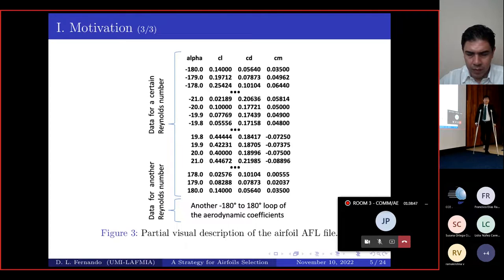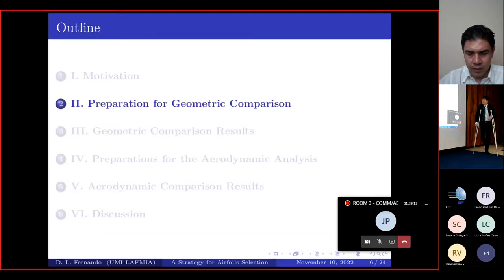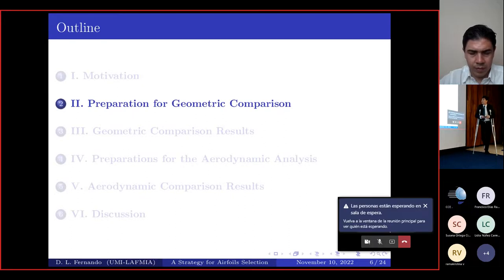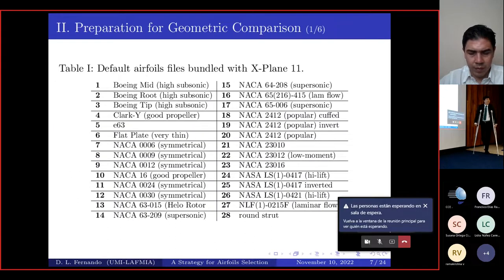So we decided to find another solution, and this was the reason why we proposed this paper. It was to make a geometric comparison between the real airfoils we intend to use and the airfoils the program provides by itself, the default airfoils. Yes, the program provides a list of airfoils. So for this, we first have to prepare our geometric comparison.